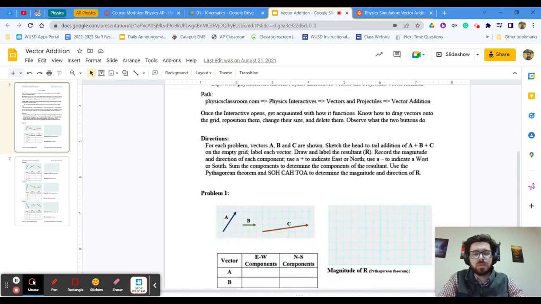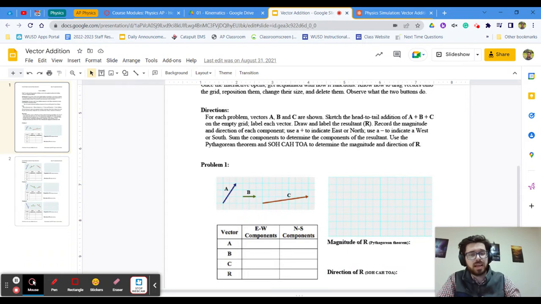So the directions say below: for each problem, vectors A, B, and C are shown. So here's problem 1, for example. Sketch the head to tail addition of A plus B plus C on the empty grid. Label each vector, and then go ahead and draw and label the resultant. Record the magnitude and direction of each component. Use a positive sign to indicate east or north. Use a negative to indicate west or south. And then sum the components to determine the components of the resultant.